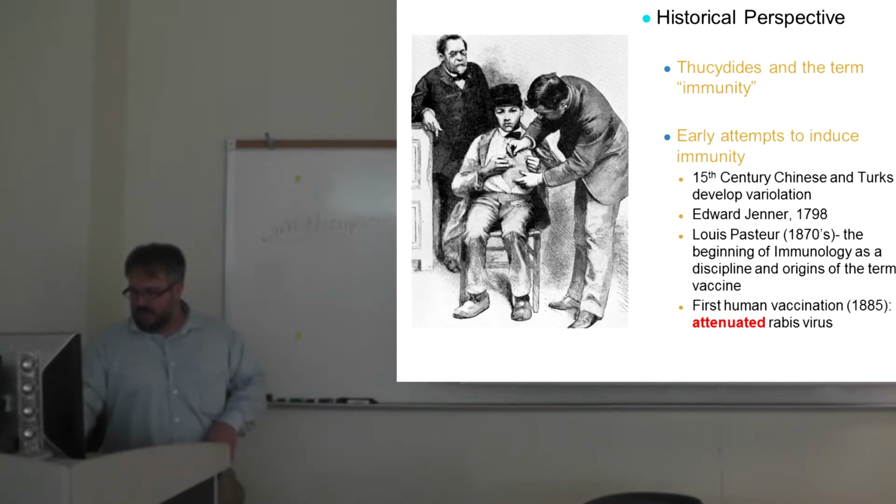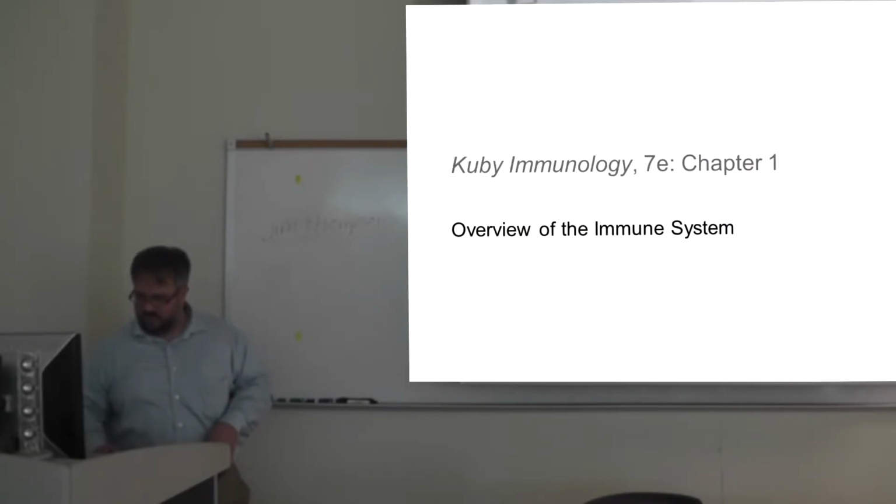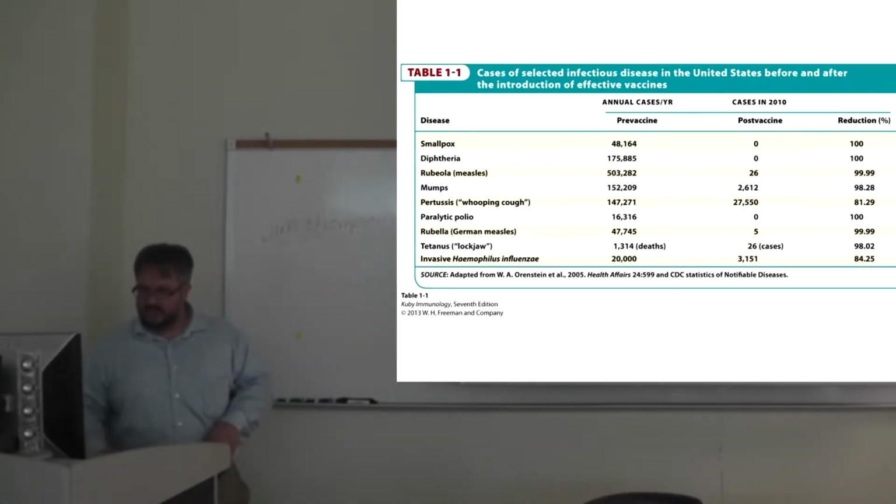So, first human vaccination, 1885. This is not that long ago. It's not within our lifetime, but still pretty recent. Since then, we've developed vaccines for lots of things. You can see the cases per year of things like smallpox pre-vaccine, and then post-vaccine.